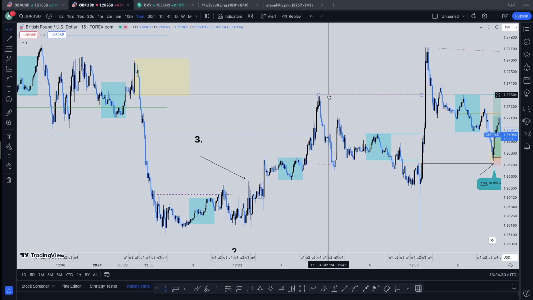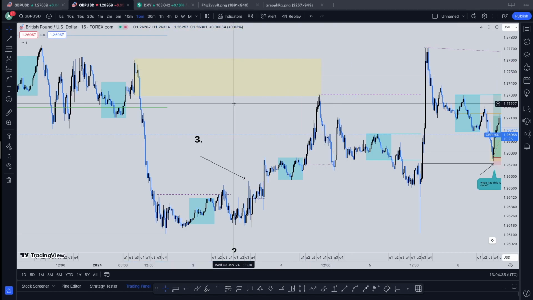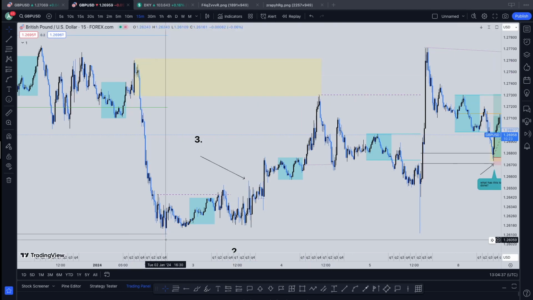Now, why did we have this reaction? So you remember, guys, when we marked out this zone, we marked out this buy to sell, that could give a reaction. And what did it do, guys?